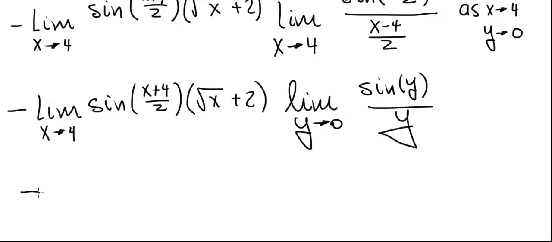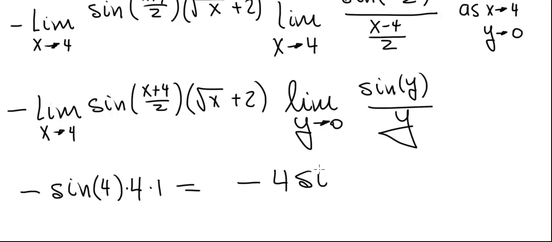So we have a minus in front. Plugging in 4 for x, 4 plus 4 is 8 divided by 2. That gives us sine of 4. And then the square root of 4 is 2, plus 2 is also 4. So this is minus sine 4 over 4 times 1. And the final answer is minus sine of 4 divided by 4.